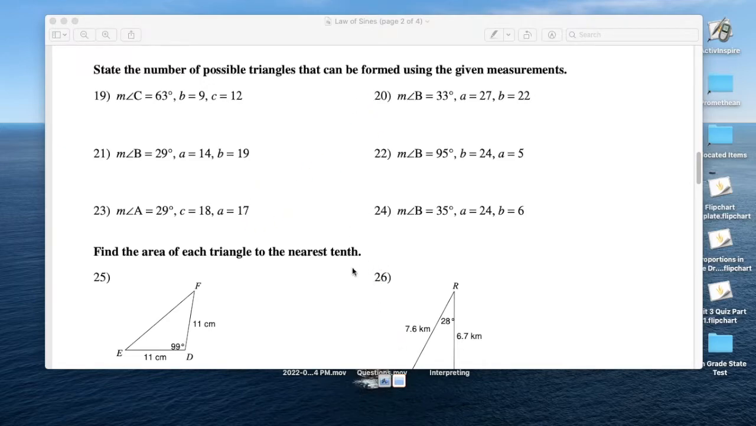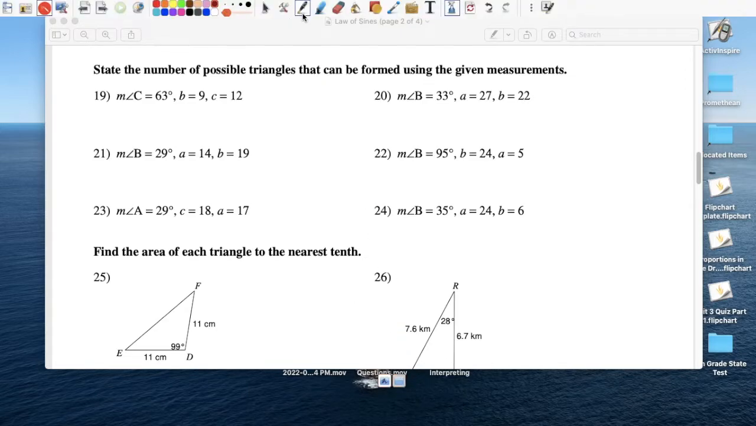So we're not finding any sides. So we're doing basically what I just did, and trying to see if it's one triangle, two triangles. So let's draw this out. So we want to draw it. Angle, it's 29. So here's a triangle. This is angle A.